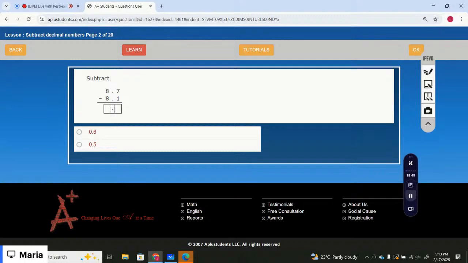8.7 take away 8.1. So which is the correct option? 7 take away 1 is 6 and 8 take away 8 is 0. So that is 0.6. Option number 1 is the correct option. Very good.